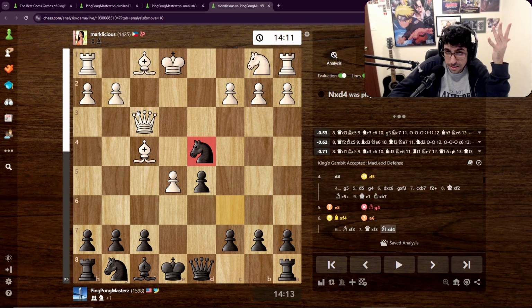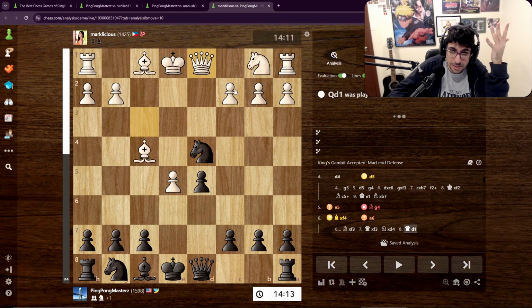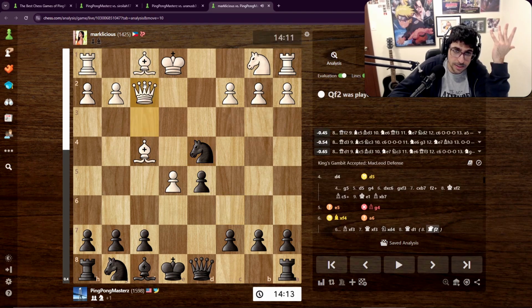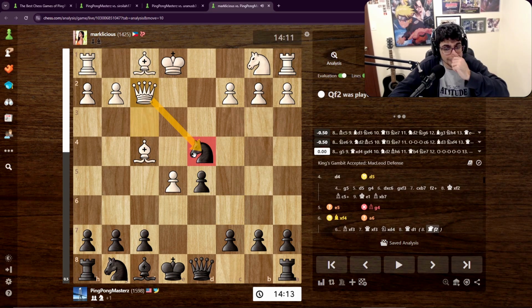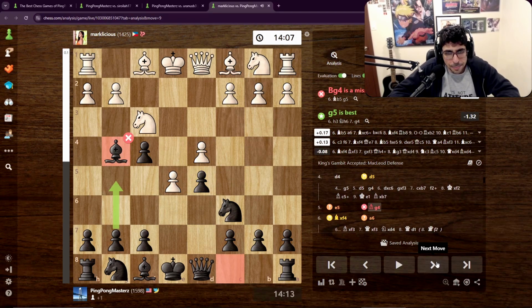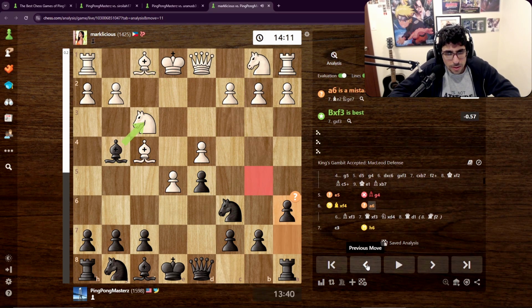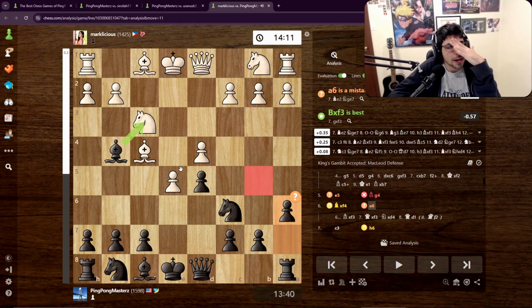I guess it's because the knight stops protecting this, and now I'm threatening this, and the queen probably has to go back to defend. I guess it doesn't. It could go here because it targets the knight at the same time. Very interesting stuff. Yeah, I didn't see it. So something I'll keep in mind, right?